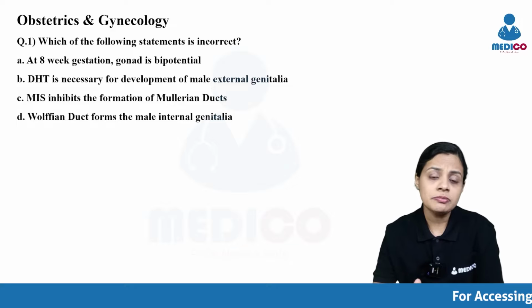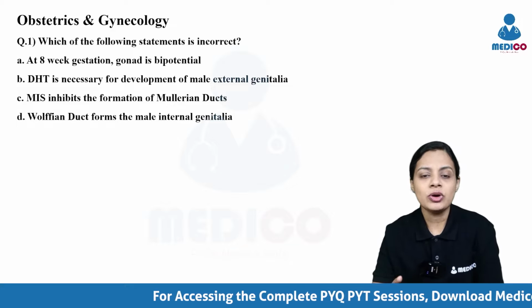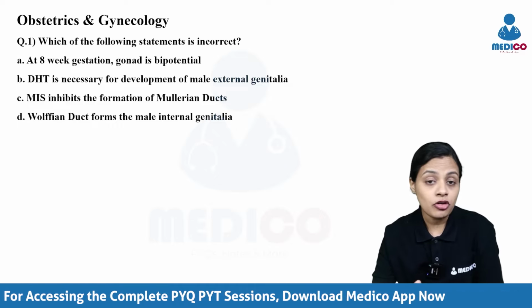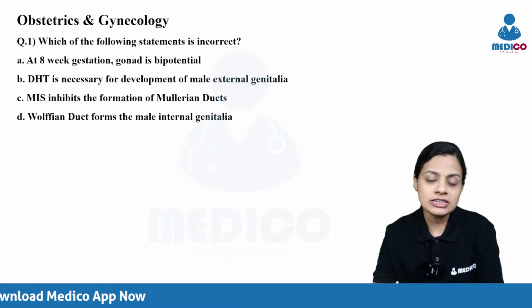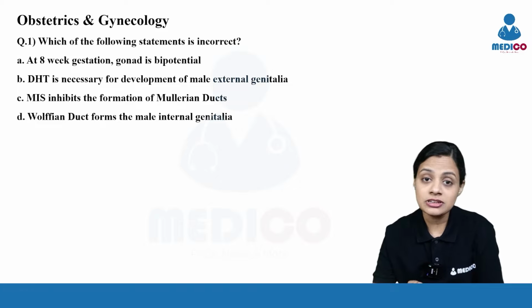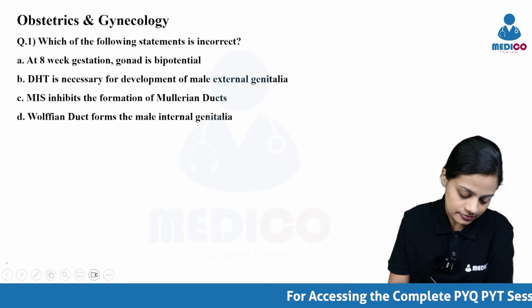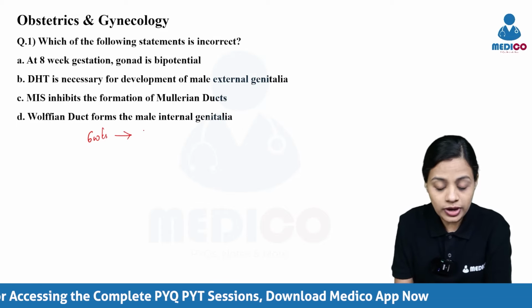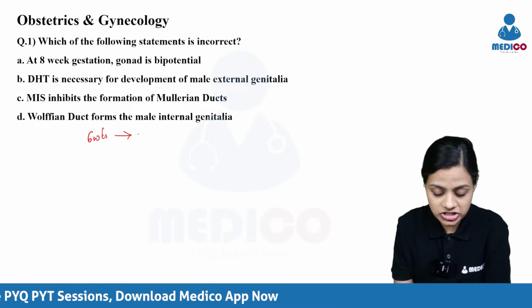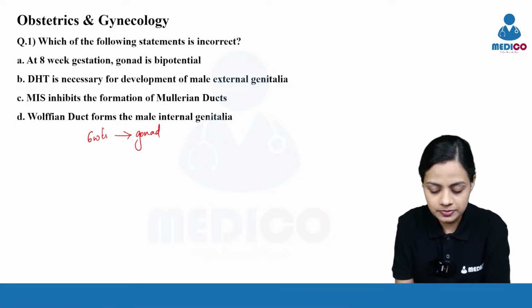What happens to the primordial germ cells? Once they're formed, they are formed in the yolk sac and the endoderm. They migrate through the dorsal mesentery of the hindgut to reach the gonadal bridge. By 6 weeks of gestation, the gonad is no longer bipotential. It is only up to 6 weeks that the gonad is bipotential.